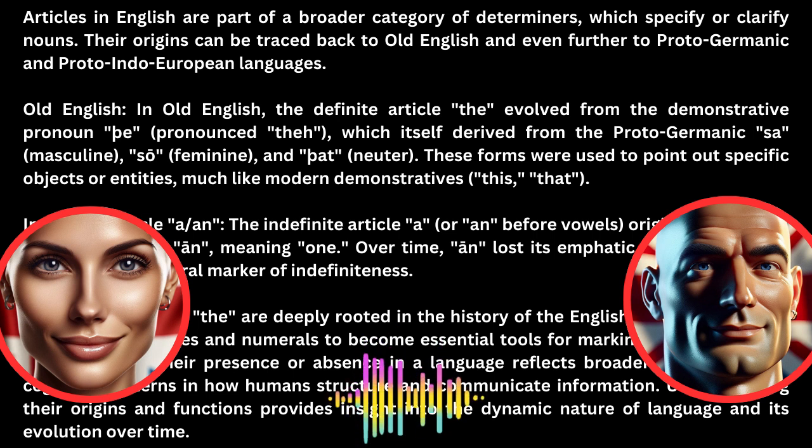It's like opening a new file on your computer. Yeah. You're creating a space for this new piece of information. So a is like creating a new entry in our shared mental encyclopedia. It signals that we're bringing something new into the conversation.